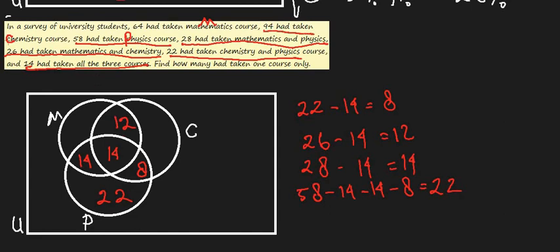And then 94 taken chemistry. In this circle, it should be 94. So 94 minus 12 minus 14 minus 8. Equals 60.